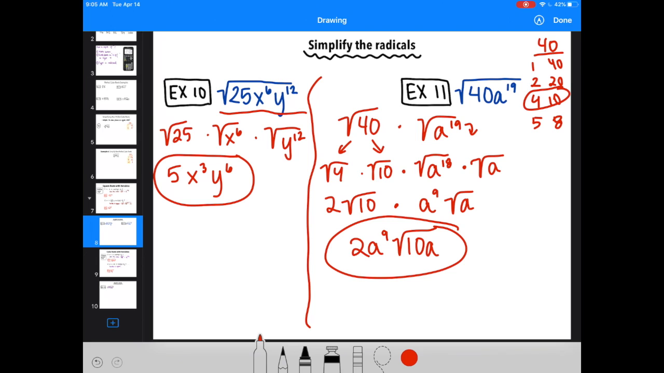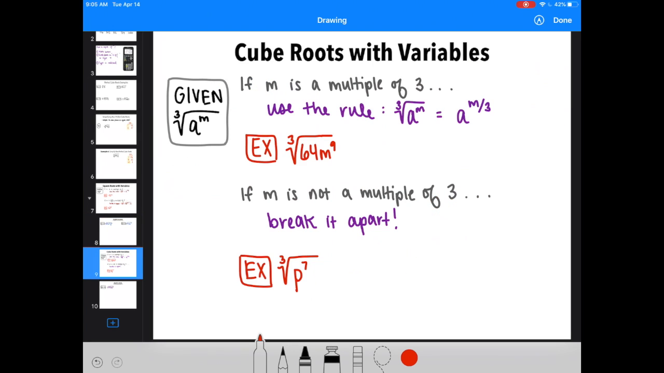Not too shabby, right? Okay, last section. What do we do if we have a cube root with a variable? It's the same process as before, except now we're looking at multiples of 3. So if I'm given the cube root of a raised to the n power, if my n is a multiple of 3, I'm going to divide that variable by 3.